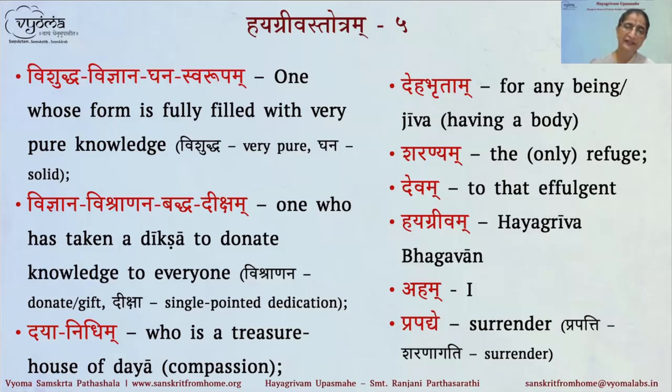Second word, Dayanidhi. Daya, compassion. Nidhi, treasure house. So he is a treasure house of compassion. Who is a treasure house of compassion? Deha Bhritam Sharanyam. Deha, body. Bhrit, one who is having a body, that is any jivatma, any being which has a body. So every single being that exists in this universe, Deha Bhritam, for any jiva, Sharanyam. Sharanya is the refuge, the only refuge for every being that exists in this world. Devam, that shining effulgent Hayagriva Bhagavan. Aham, I. Prapadye, I surrender.